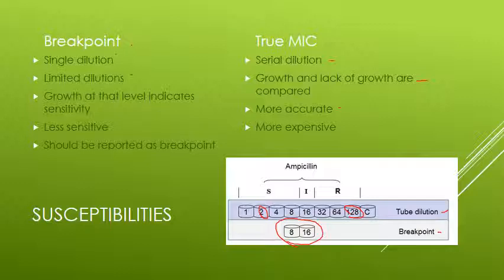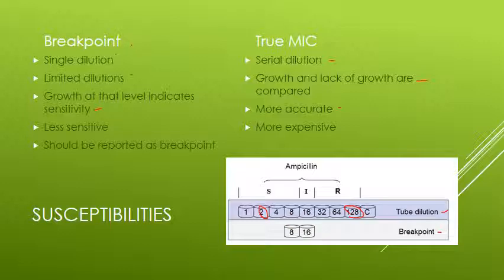So let's see if that works. Let's just use those levels, those dilutions, and see if the bug is sensitive or resistant. You still use the same interpretations. So if it doesn't grow at 8, so no growth at 8, let me erase some of this stuff here.